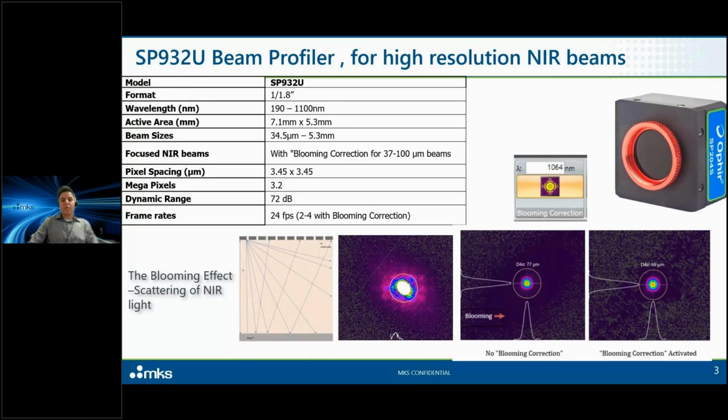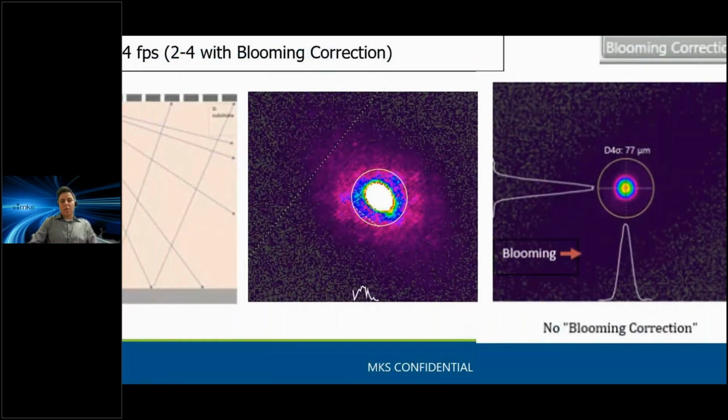So until recently, Ophir's most advanced camera was the SP932U. This camera has 3.45 micron pixels and a wide dynamic range. It enabled measuring various beam parameters, and for NIR beams, we recommended using the blooming correction algorithm, which was developed specifically for NIR beams. The blooming effect is caused by NIR light that is scattered on periodically placed pixels, and this scattering, as you can see in this image, let me enlarge that, the NIR beams are scattered inside the silicon, and this causes broadening of a beam.